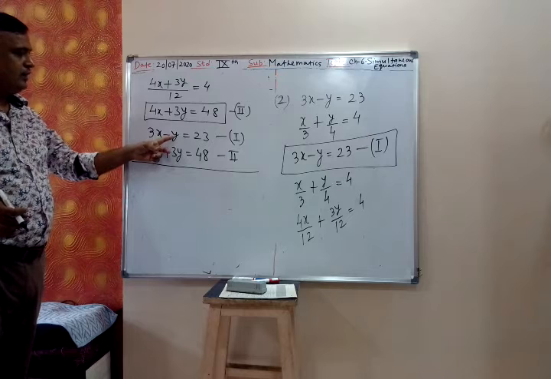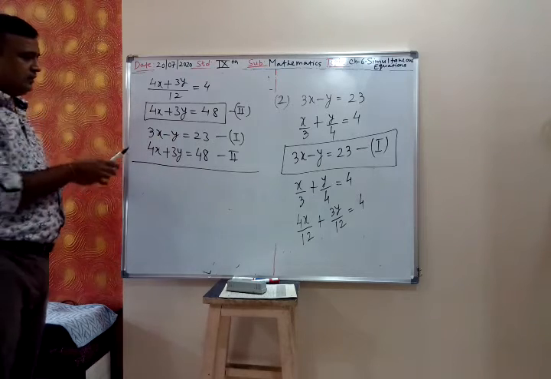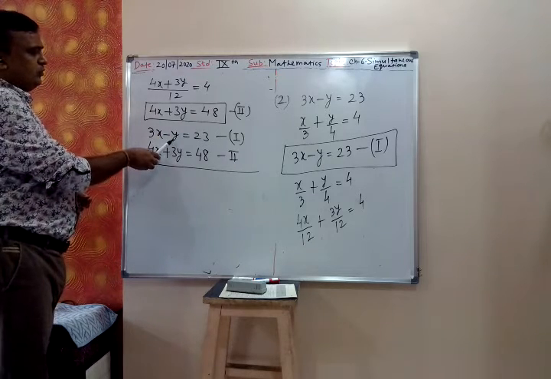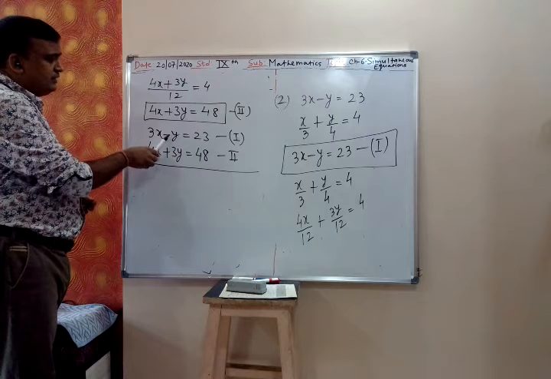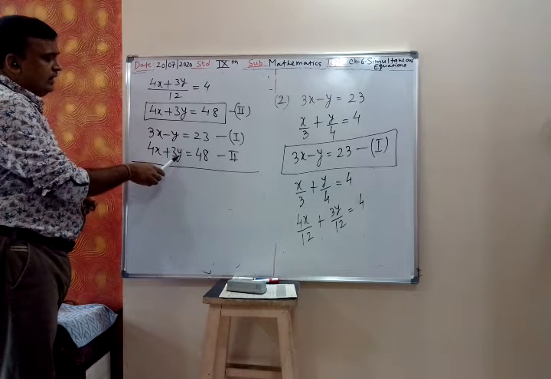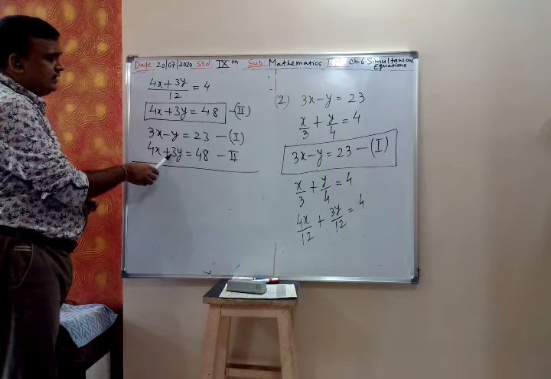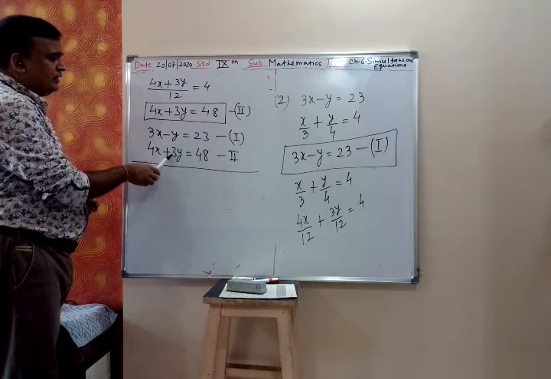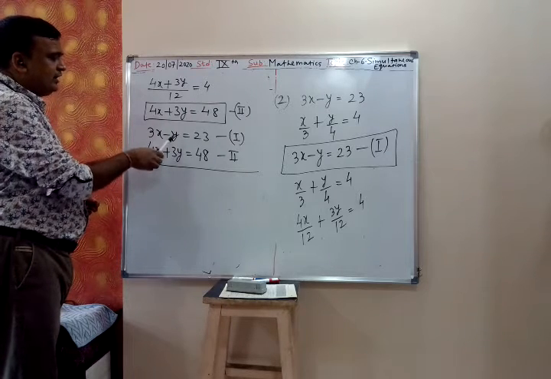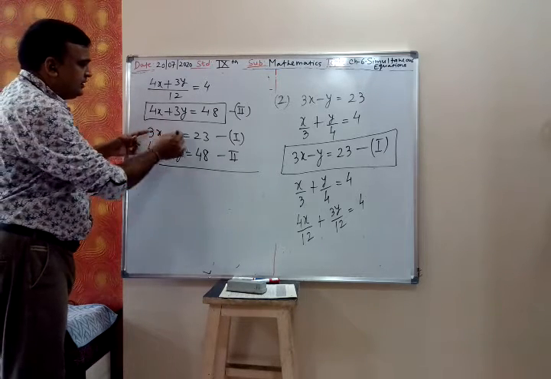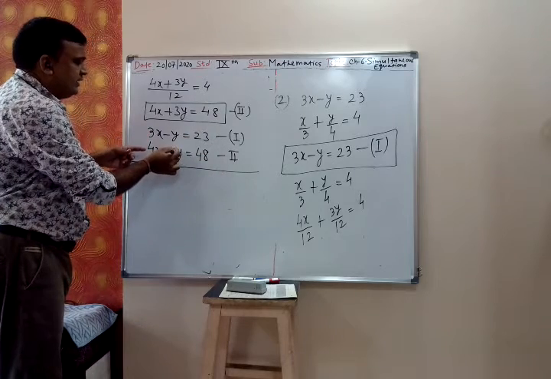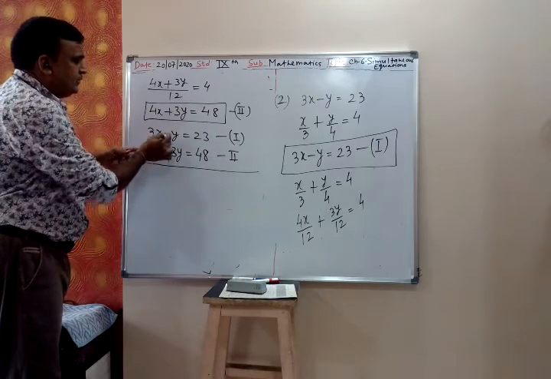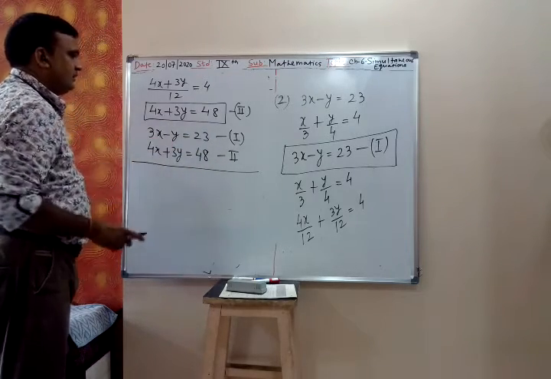What is the coefficient of y in equation 1? Not 1, it is minus 1. And what is the coefficient of y in the second? 3. So to make the coefficient of y equal, I will multiply equation 1 by this coefficient 3 and equation 2 by this coefficient, that is minus 1. Are you getting?